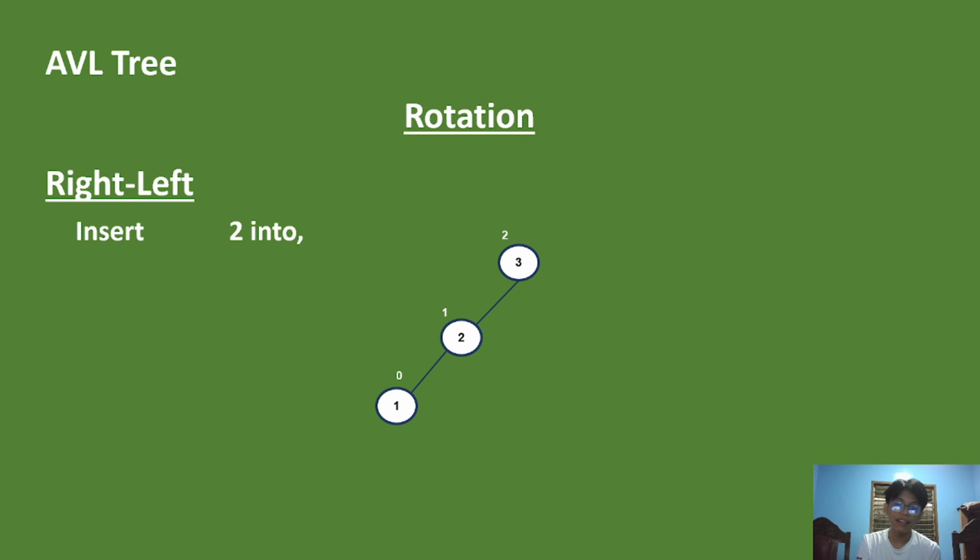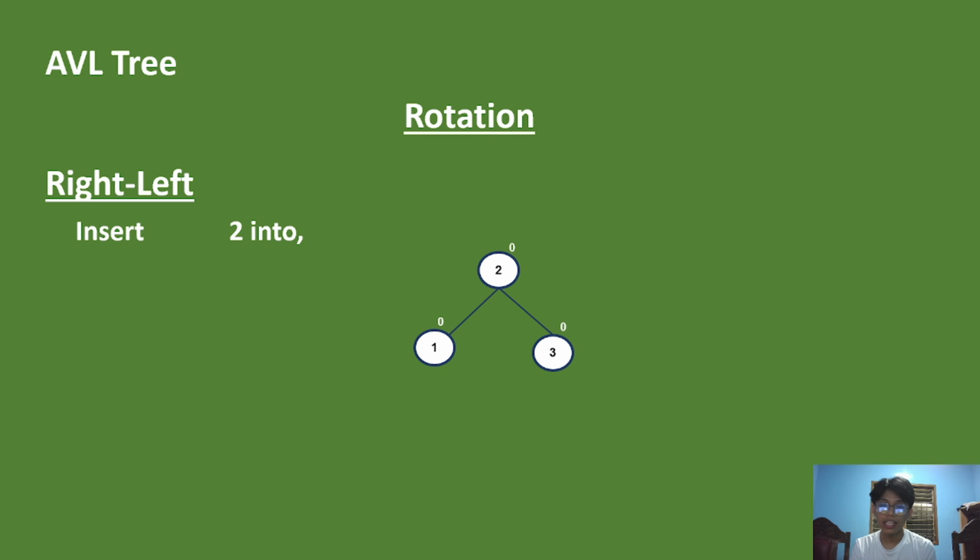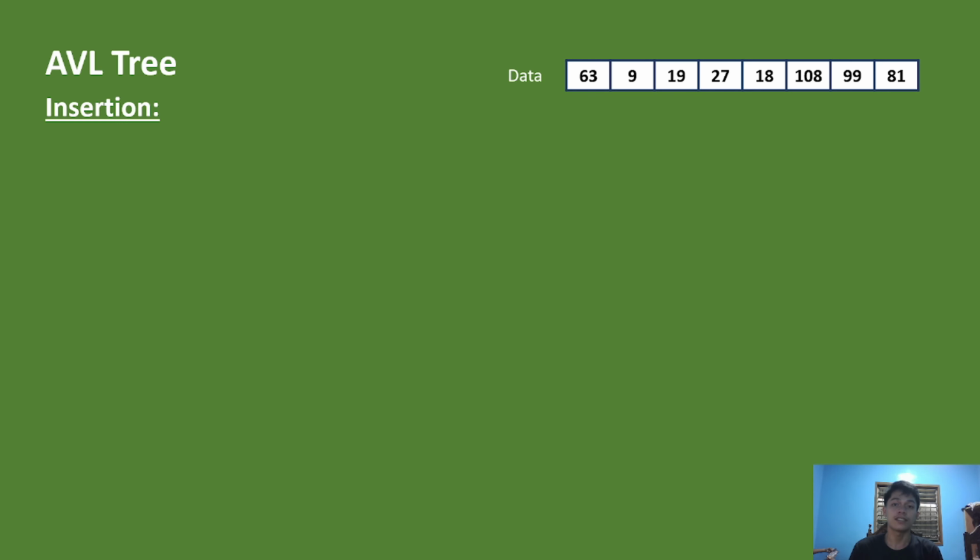Since they already have the same sign of height, we're now going to do a right rotation. So take this node 3 on the bottom side, while making node 2 into the root node. As you can see now, their heights are 0, 0, 0. So it is now balanced. So now let's talk about insertion.